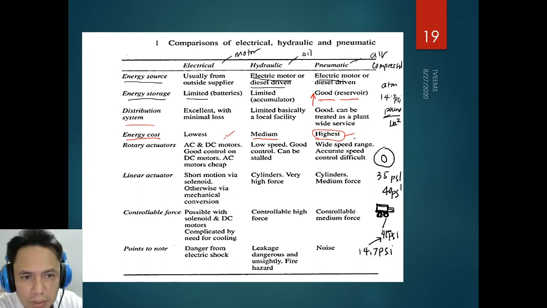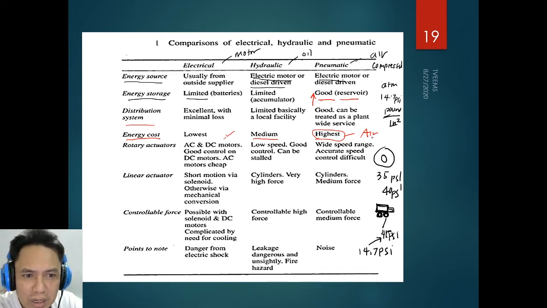I mean, you are going to pay so much in bills for pneumatics. Why? Because the air comes from the atmosphere. You get it from the air, you compress it, then after using the compressed air, you throw it back to the atmosphere.